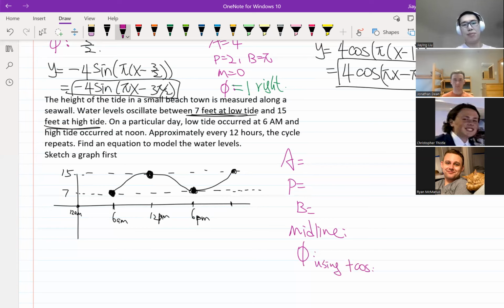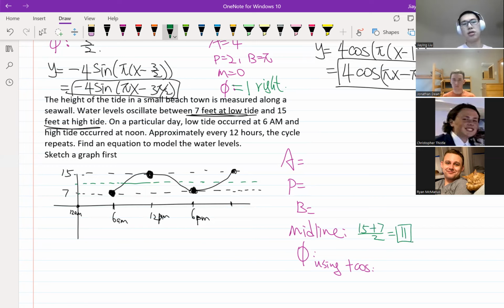So how do we find the amplitude? Now, the amplitude is not from the lowest to highest, it's actually from the midline to the highest or to the lowest. So we need to know where the middle is. So the midline should be halfway between 15 and 7. The middle is the average of two numbers. So the midline is going to be 15 plus 7 over 2. So that's 22 over 2, that's 11.